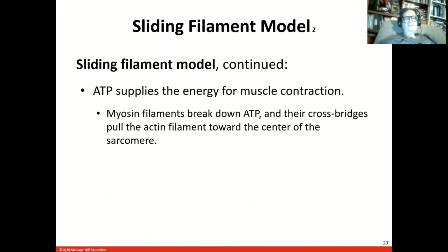Now, you already know this. You shouldn't be surprised. Muscles need energy. And like most of the body, most of the cells, ATP is the energy source we like to use. So muscle filaments break down ATP, and the cross bridges at the head of the myosin pull the actin filament towards the center of the sarcomere. You've heard me say it many times. The myosin is pulling on the actin and bringing that Z line in, pulling on the actin, bringing that Z line in. As we bring 2 Z lines together, the whole muscle is getting shorter and thicker.